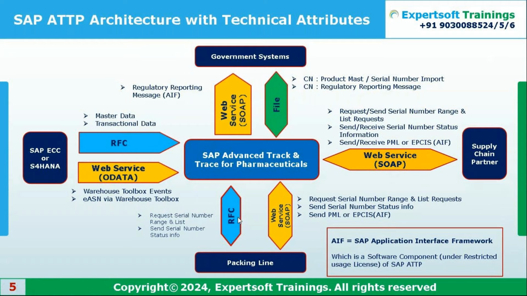We don't have to work much here on RFC or web services, but as a consultant, we should know how we are interacting and how to set it up. The connection type of the RFC has to be 3 in order to exchange data with ATTP and packaging line.